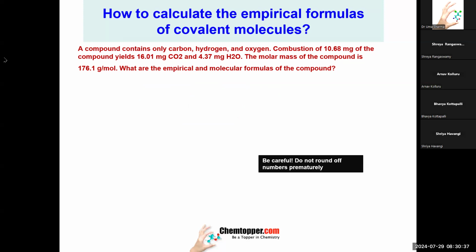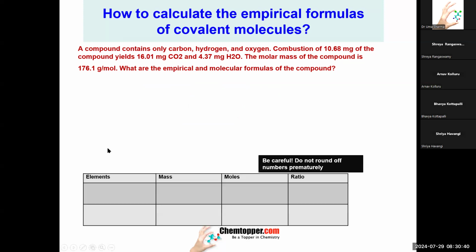I have shown you different types of questions. The information about the masses will be given to you in different manners, so you have to work out the information, right? So what are the elements in this compound? Carbon, hydrogen, and oxygen. Do I have the masses of these elements? No, masses are not there.